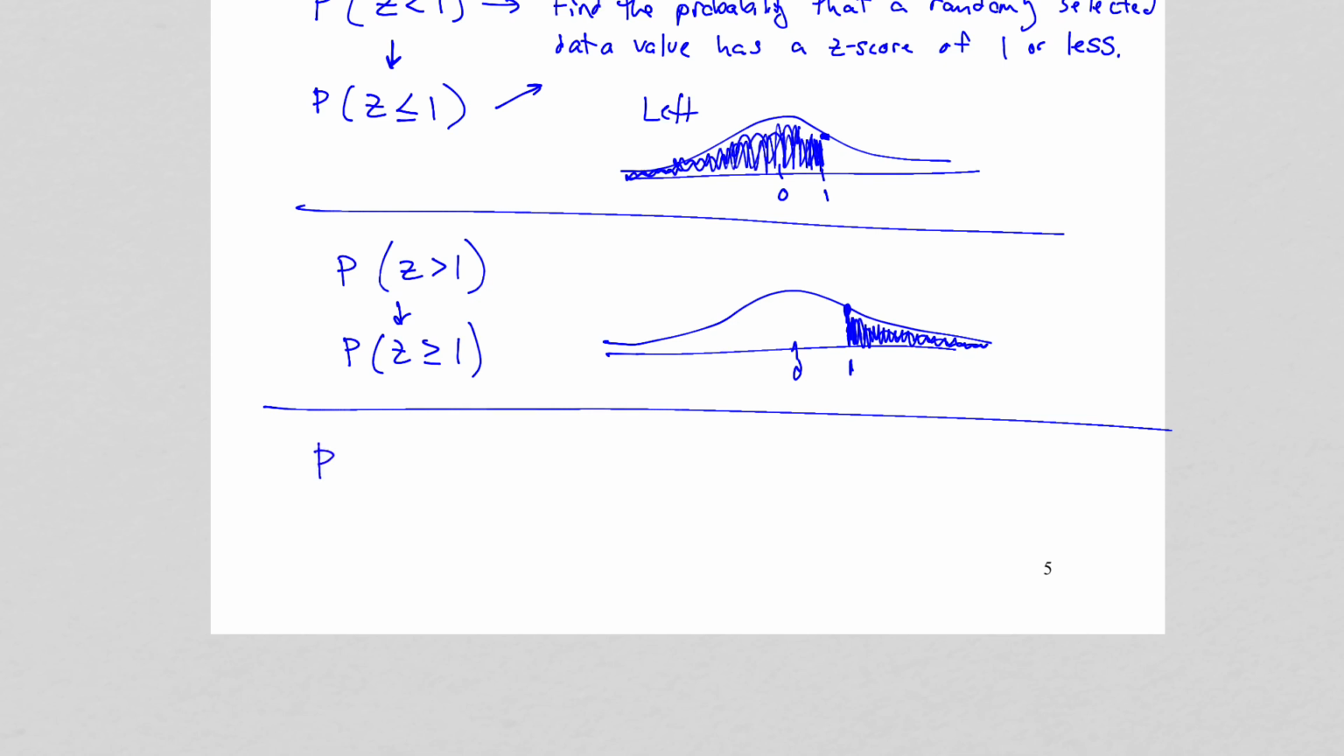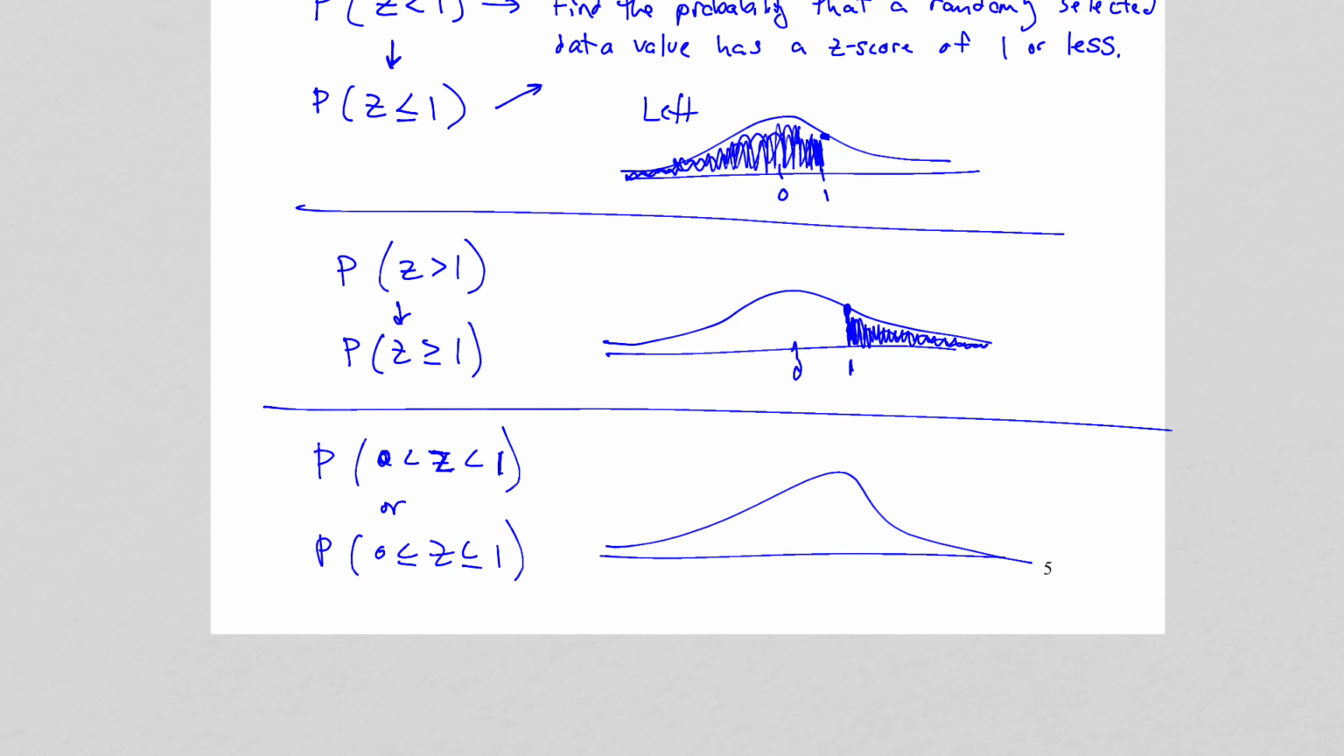Okay, and then finally, if you see something like this, or probability of 0 is less than or equal to z, which is less than or equal to 1. Okay, so basically this is saying that z is between 0 and 1.